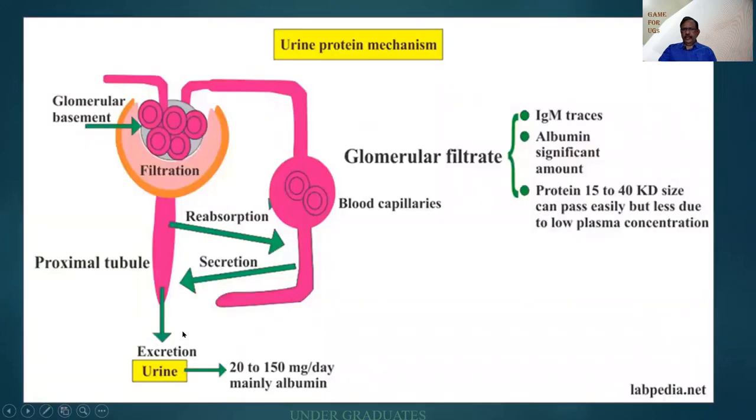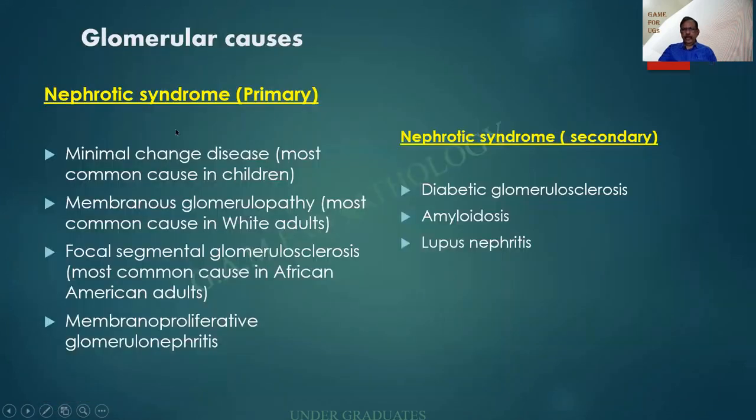So this is a beautiful one. I would like you people to again recollect: what is the glomerulus doing? What is the tubule doing? What is the reabsorption? How is it going back to the blood? And what is the glomerular filtrate, which is the albumin mainly. The glomerular causes, nephrotic syndrome is the main one. All the components of nephrotic syndrome you should mention. There can be secondary nephrotic syndrome in a case of diabetes, amyloidosis, SLE. So these causes you people will have to memorize, rattle off in no time.